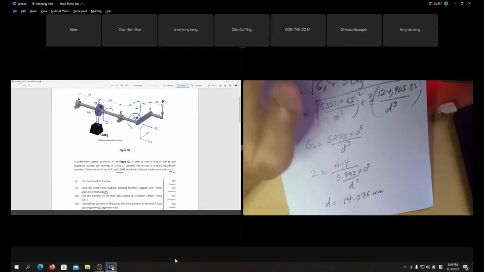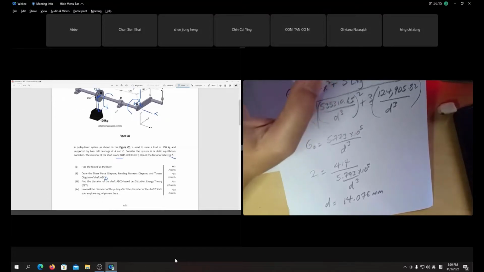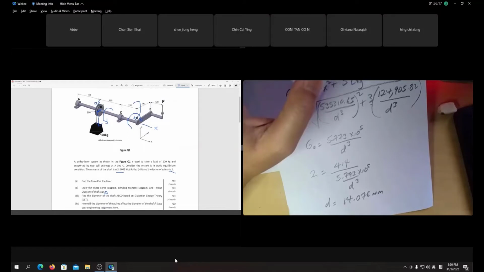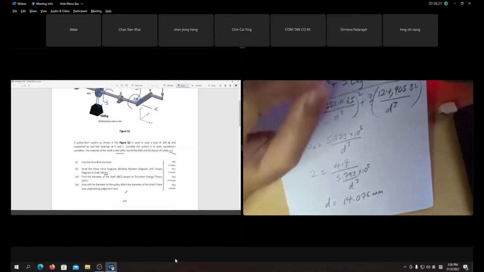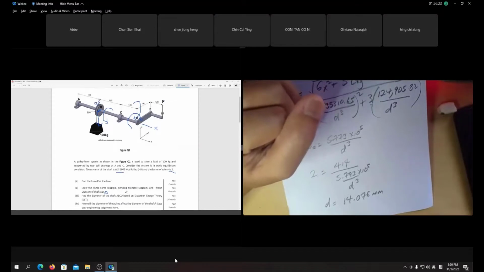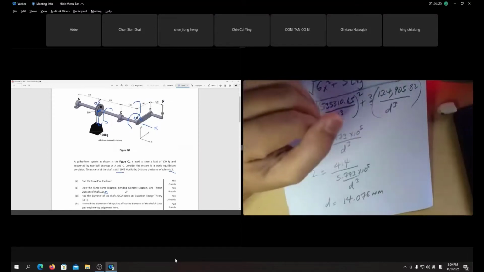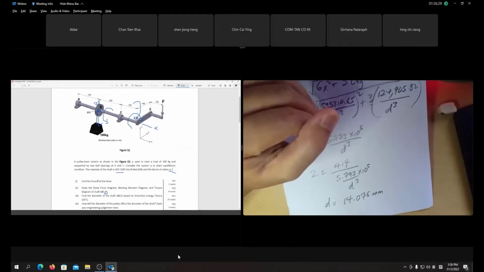Tadi kita find safety factor, we find out the diameter of shaft supposed to be 14 point something, then safety factor 2, and based on SY value method that we select. Okay, how the pulley diameter ni affect diameter of the shaft? Can you make a statement on that? Short statement. Let's say you increase the diameter of this pulley, how does it affect diameter of the shaft?